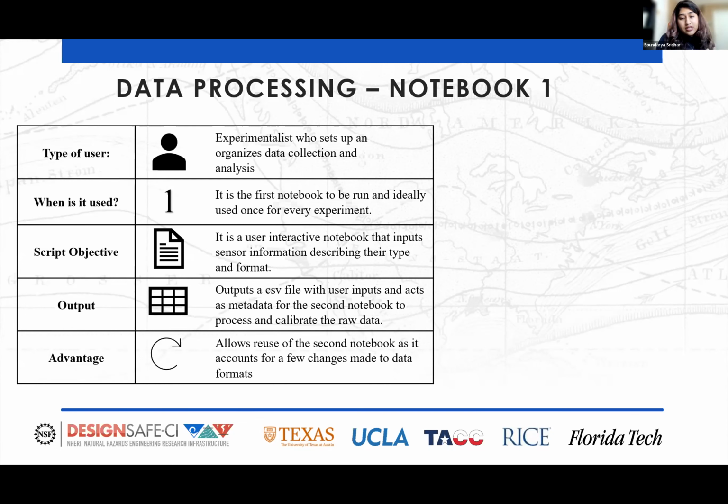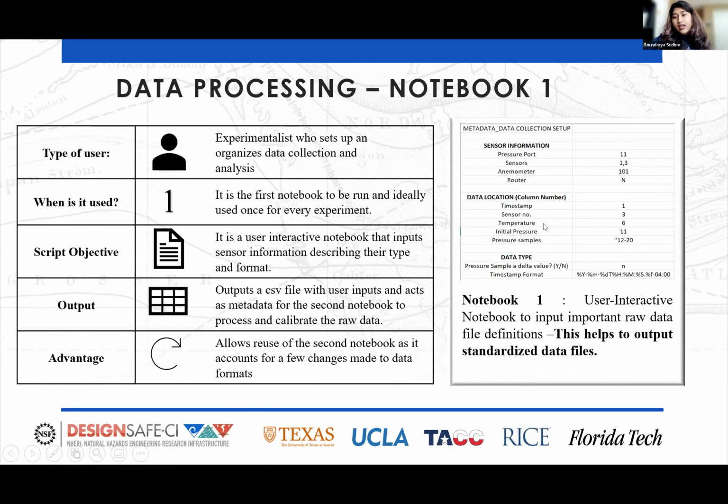And the advantage to this is if there are any changes made to how we store the data, or any changes in the data format or the sensor numbers, or even missing instruments, like if we don't have an anemometer, then that's going to account for all of that. So an example of how this parameter file looks should be appearing right now, on the right side. Those are the parameters that we found were most important for data processing, and that's the sort of information it'll collect here.